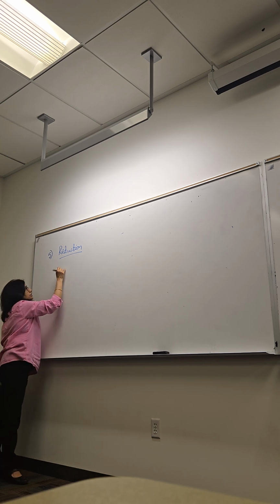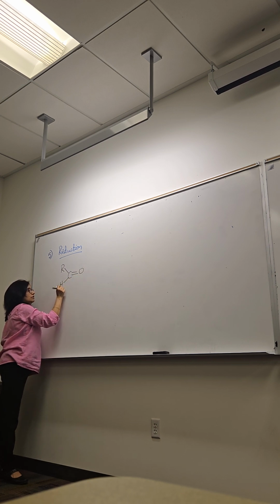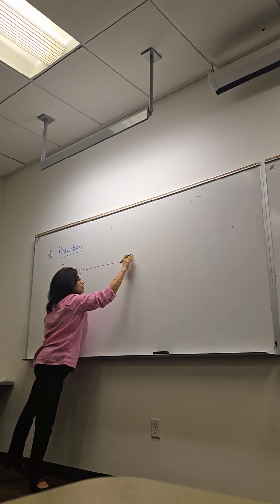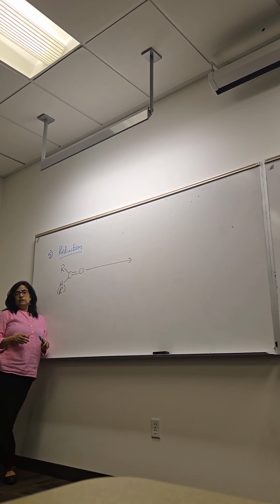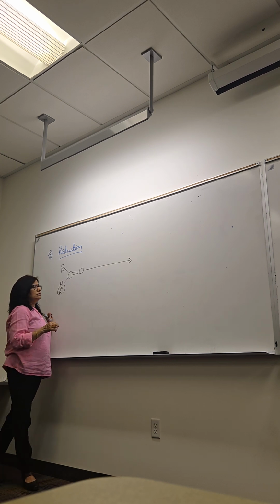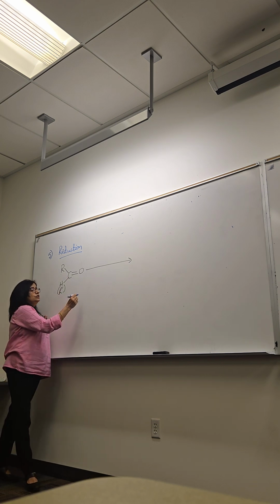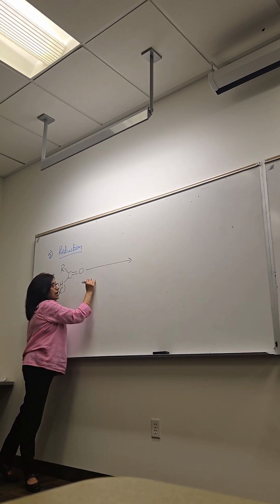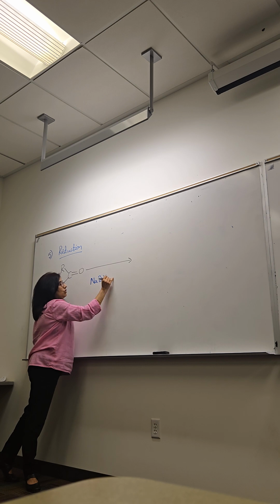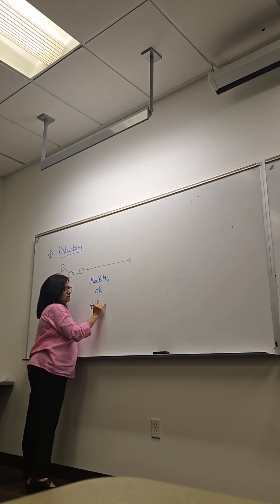Does anybody remember what reagents to use to reduce an aldehyde or a ketone? If you're reducing, why would you use an oxidizing agent? NaBH4, sodium borohydride. So the two reagents used to reduce aldehydes and ketones are either sodium borohydride or LAH. What does LAH stand for again? Lithium aluminum hydride.